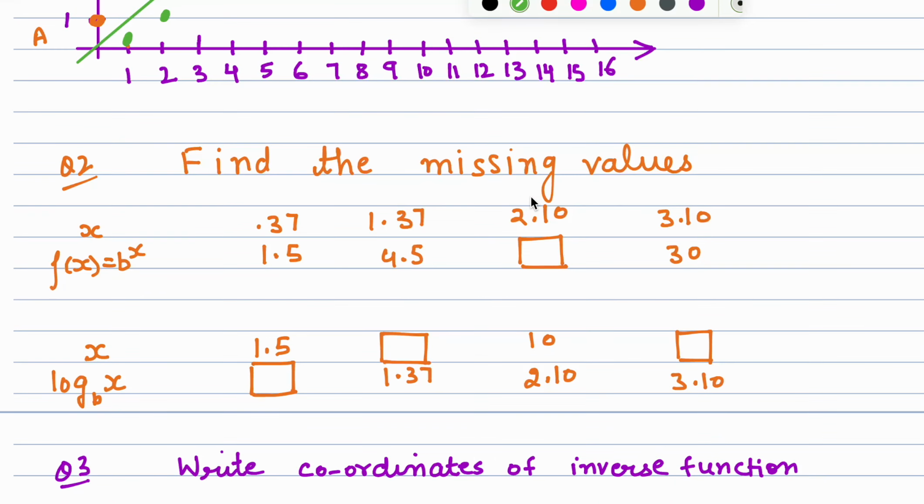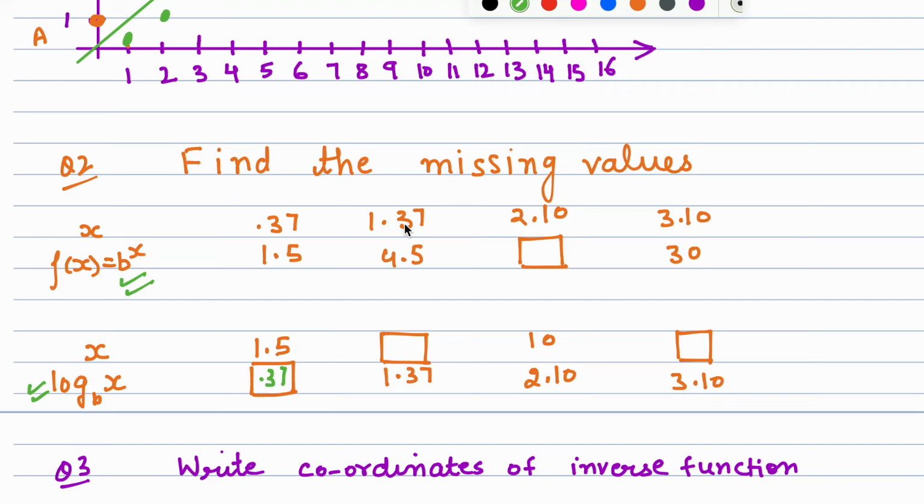Okay. So as we said, input and output change places. Let's see how this helps us for question number 2. Find the missing values. If x is 1.37, y is 1.5. So see, b to the power x is an exponential function and that is a logarithmic function. That means the input and output will change the places. So here 1.37 is the input and 1.5 is the output. Now in inverse function, 1.5 will be the input and 1.37 will be the output. Just the opposite.